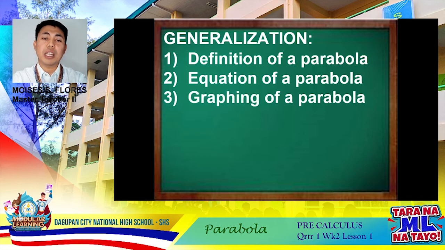And of course, the last thing we have discussed is how to graph a parabola. When you graph a parabola, we consider the coordinates of your vertex, your 4p, and of course, the value of your p. Your p here is the distance from your vertex to your focus, and from your vertex to your directrix.